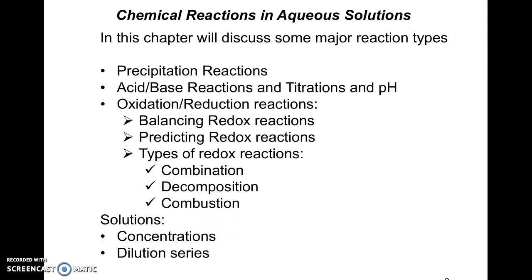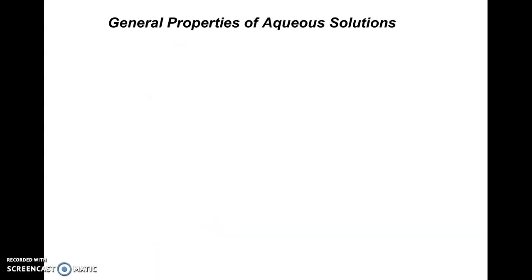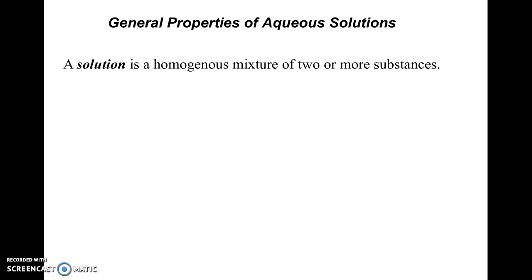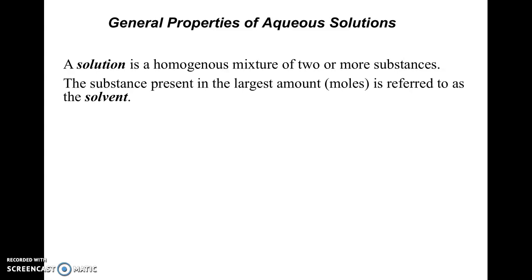All right, so we're going to look at some general properties of aqueous solutions. And just so that we have our vocabulary down, a solution is a homogeneous mixture of two or more substances. The substance that's in the largest amount is referred to as the solvent, and in aqueous solutions that's going to be water. The other substances that are in the water or in that solvent are called the solutes.